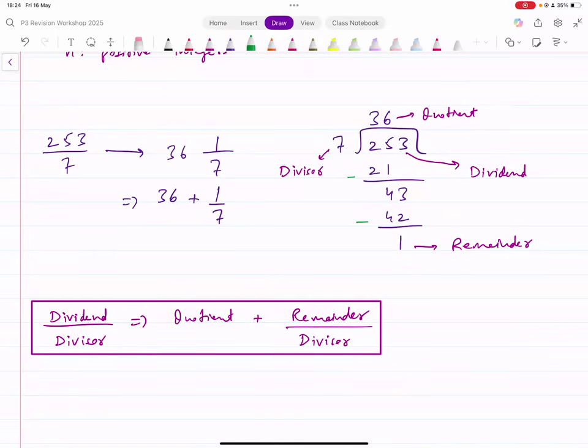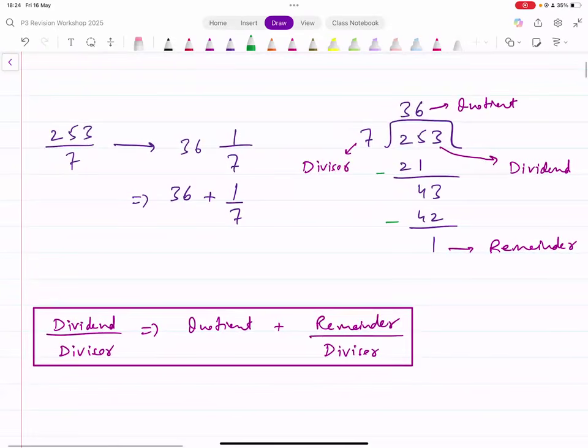When you divide something, for example, in earlier years you've done this. If you have an improper fraction like this and you want to convert it to a mixed fraction, how do you do that? You do division and then you write it as quotient and remainder over the divisor. We can write that as quotient plus remainder over divisor as well. And that gives us a relation between dividend, divisor, quotient, and remainder.